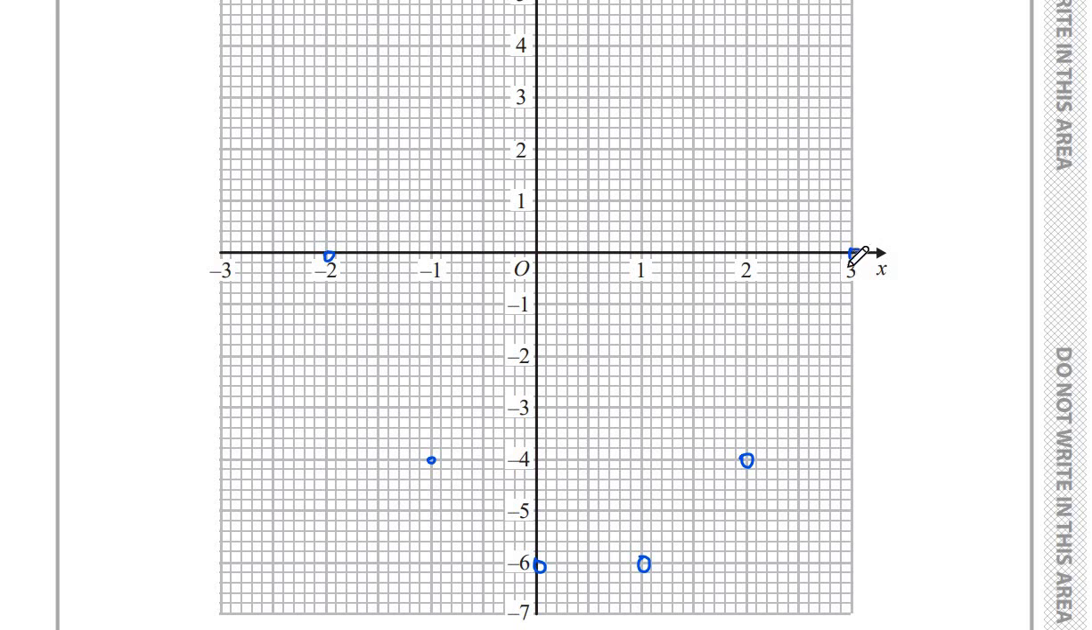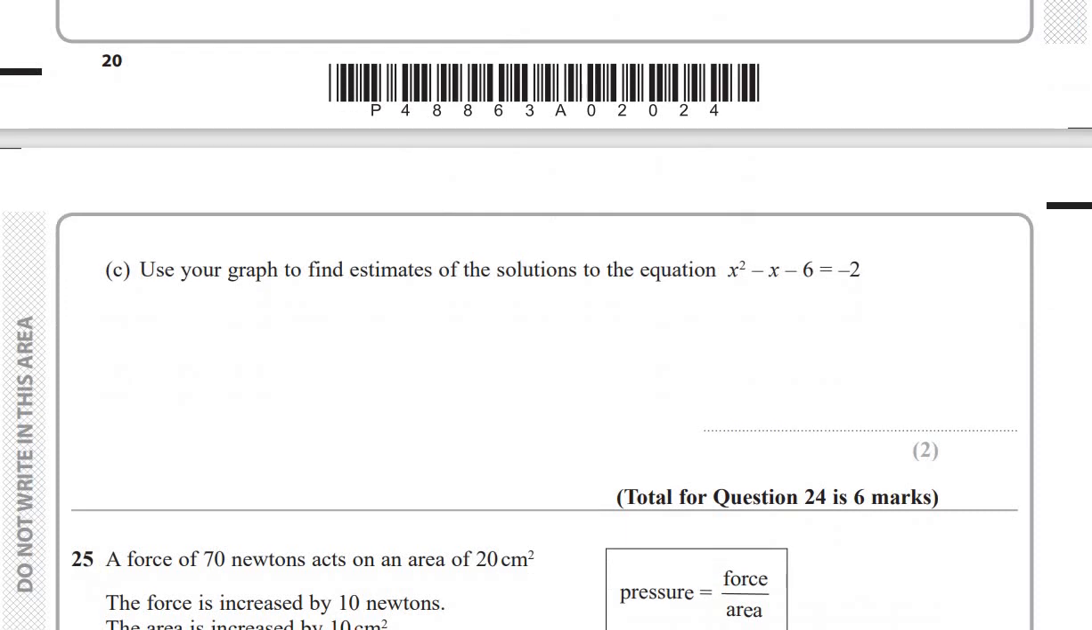So we just need to join these points. Oops, you just have to be careful and draw a nice curve connecting all the points. There. That's done. Now it says use your graph to find estimates of the solution of this equation.